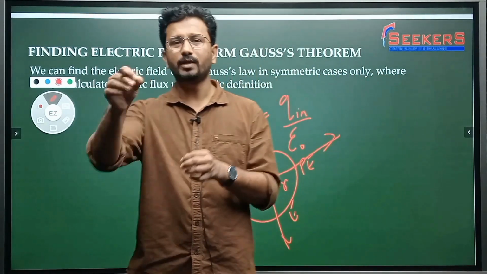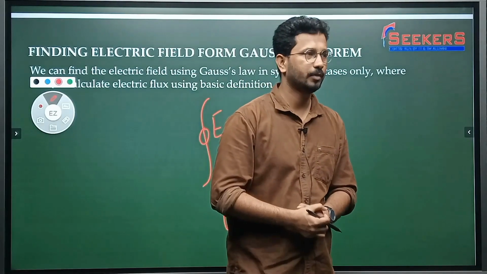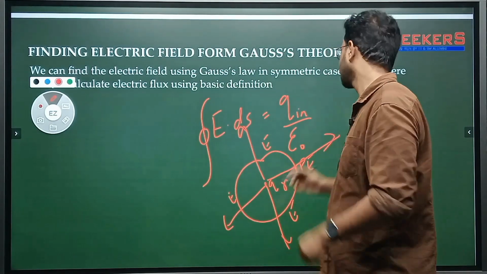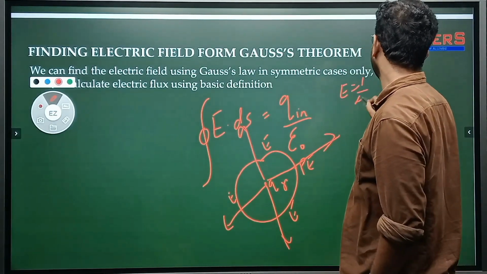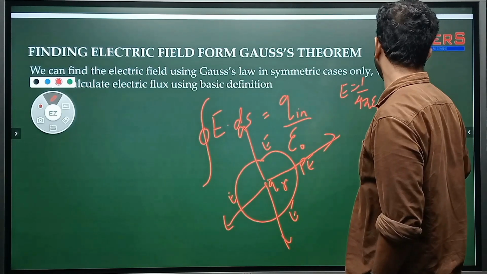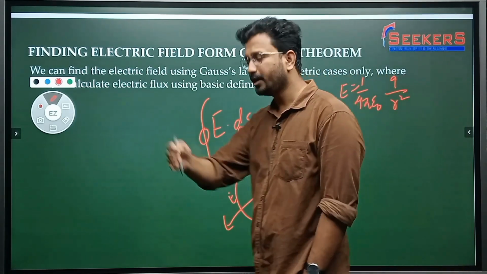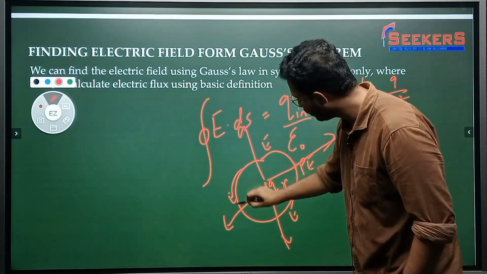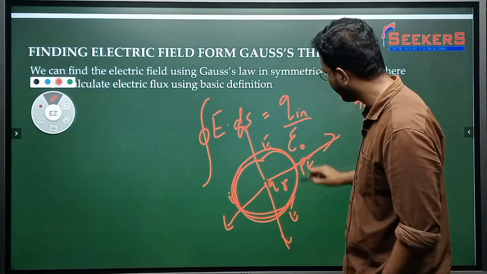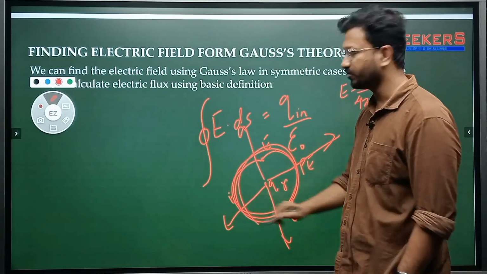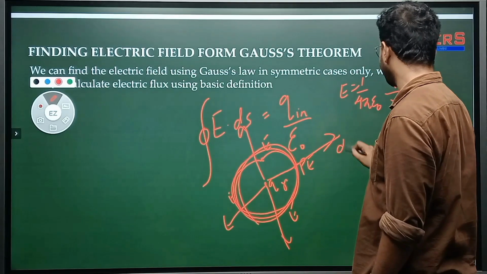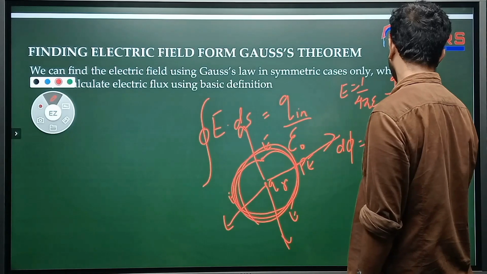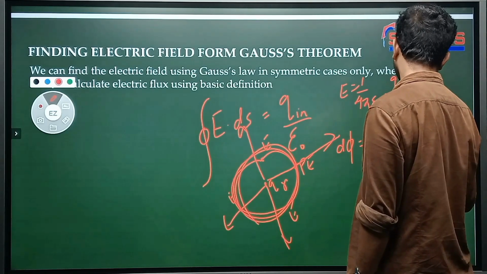At equal distance, the electric field value will be the same, because the electric field is inversely proportional to the square of the distance. Electric field was 1 by 4 pi epsilon naught q by r square. So at equal distance, the value of the electric field will be the same. If you draw a closed Gaussian surface like a sphere, the electric field at all points will be the same. If we calculate the flux through a small area, d phi is equal to E dot dA.